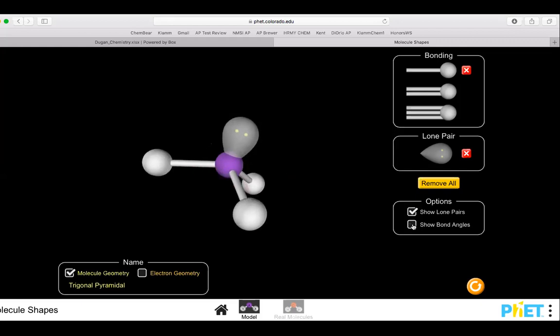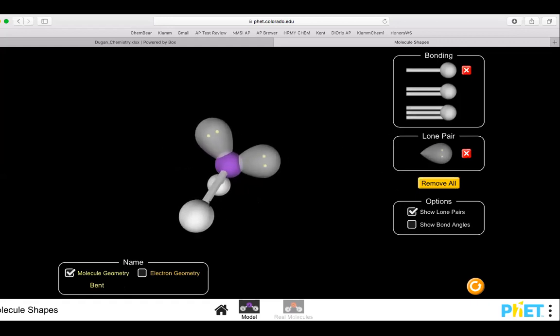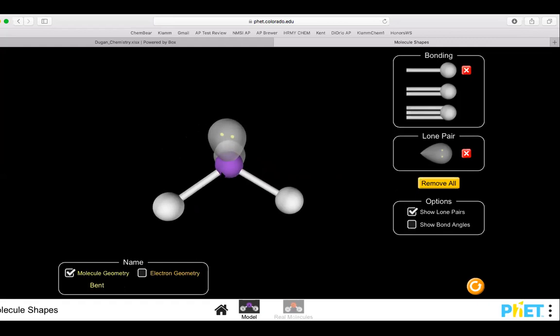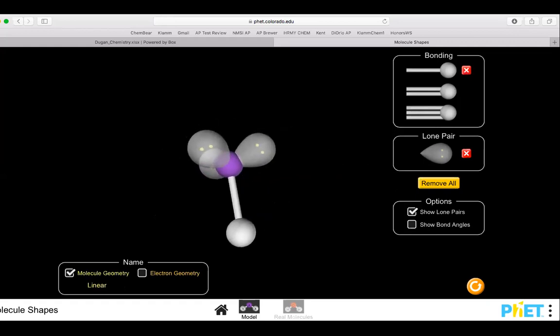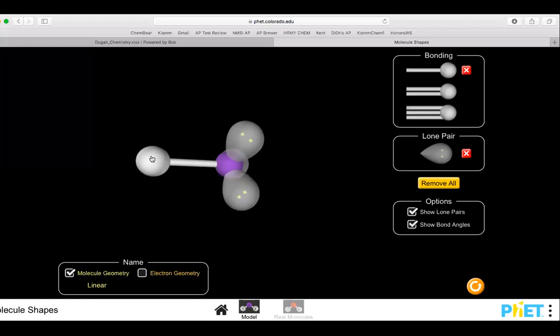So ignore that. I can replace another one and put in another lone pair. And what shape is this? Bent. That's just bent shape. And I could then do a third one. And what shape is this? Linear. And the bond angle is going to be 180. It's not showing bond angle for some reason, but 180.